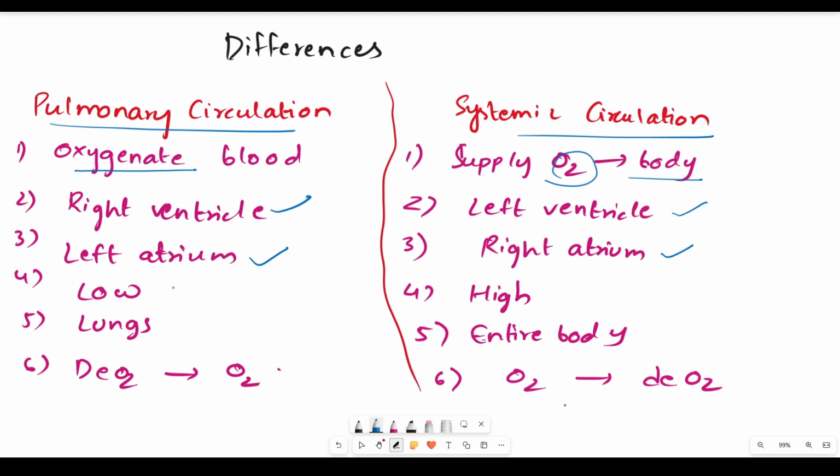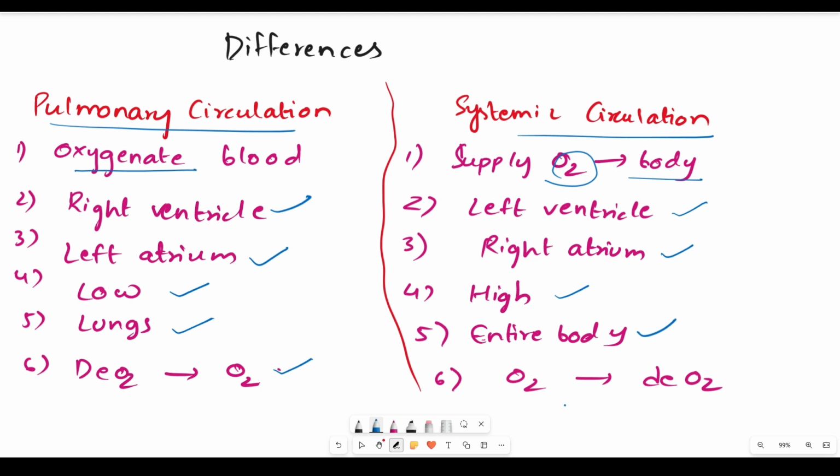Coming to the pressure, in the pulmonary circulation it is low, pressure in the systemic circulation is high. Then the main organ involved in the pulmonary circulation is the lung, and the main organ involved in the systemic circulation is the entire body. And coming to the blood type, in the pulmonary circulation, deoxygenated is converted to oxygenated, and in the systemic circulation, oxygenated is converted to deoxygenated blood. So that's all about the pulmonary and systemic circulation in a simple way.